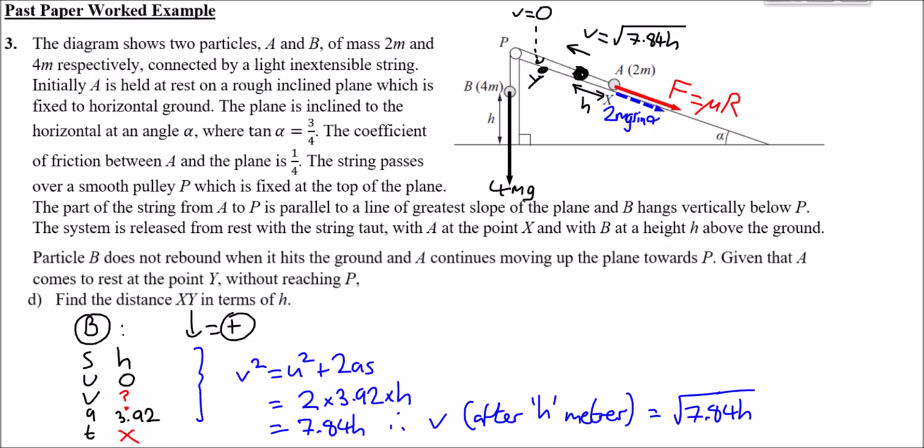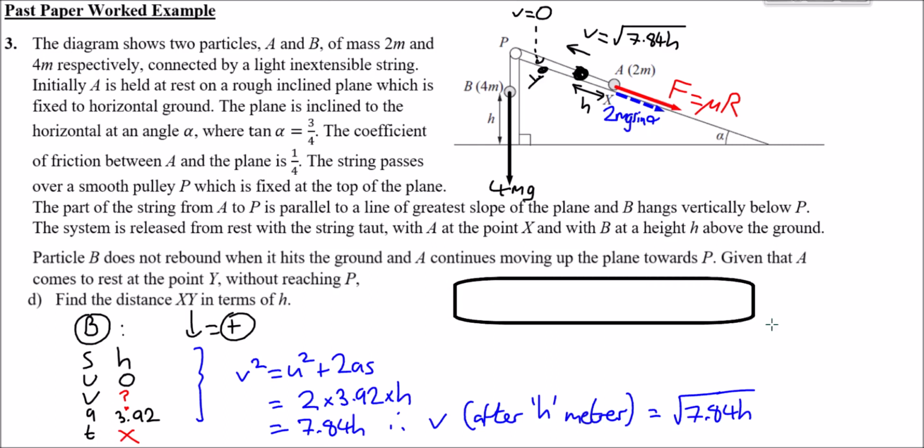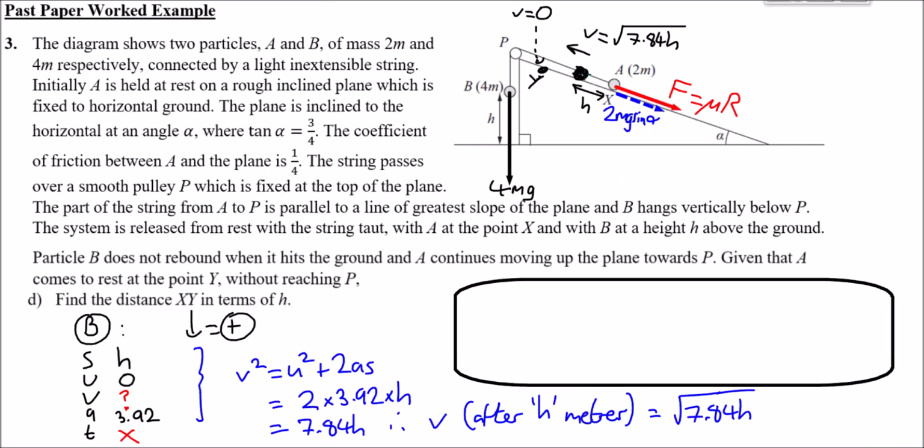So now what we need to do is apply an equation of motion for A when it gets to this point here. So it's not x, it's not y. I'm going to call this point here z. I know it's confusing because it goes x, z, y, but forgive me. So particle A, consider it between z and y.